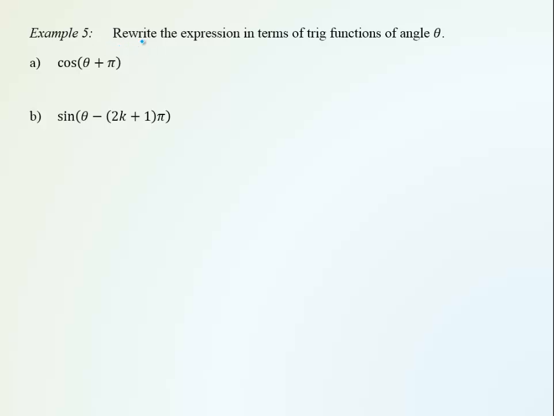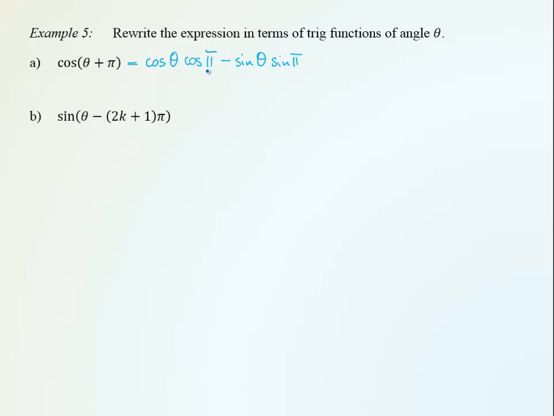Okay, the next exercise asks us to rewrite the expression in terms of trig functions of angle theta. So we don't want cosine of theta plus pi, we want just a function of theta. Well, we could use the sum of angles formula again. So cosine of sum of angles is cosine of the first times cosine of the second angle minus sine of the first times sine of the second angle.